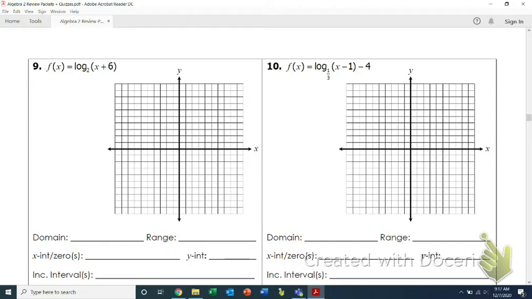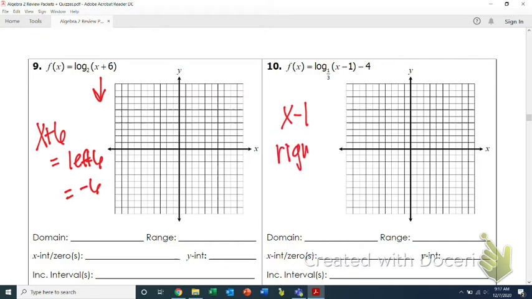So our horizontal component is x plus 6. Well, we know when that says x plus 6, that means that it is left 6, which is a negative 6. Okay? So over here, this one would be x minus 1. Well, we know that it goes right 1. So x equals 1. Okay?